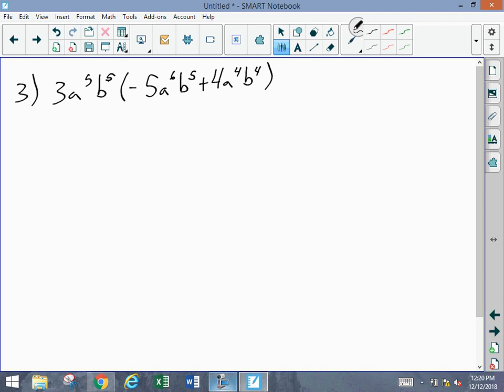Hey, this looks like multiplication, so I've got to distribute this 3a to the 5th, b to the 5th to each of these terms. So the first thing I'm going to do is multiply here. 3 times negative 5 is negative 15, and a to the 5th times a to the 6th. Remember, we're going to add those exponents when we're multiplying terms that have the same base. We're going to do the b to the 5th times the b to the 5th, which is going to be b to the 10th. Now I've got to multiply it times this.